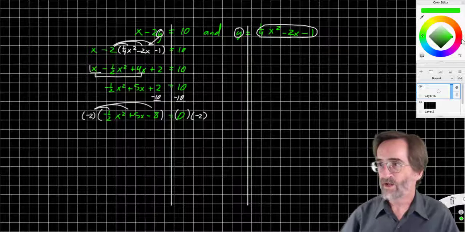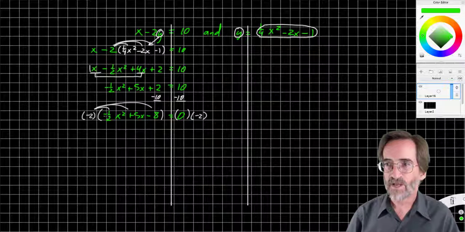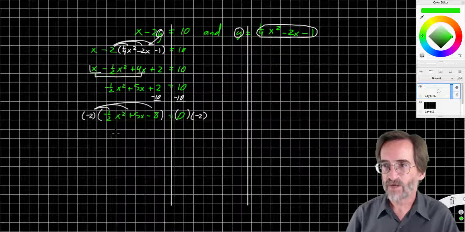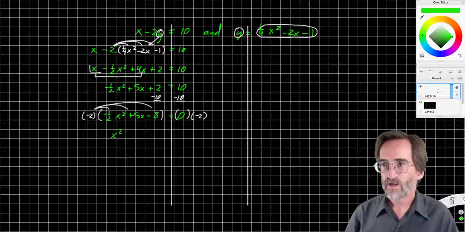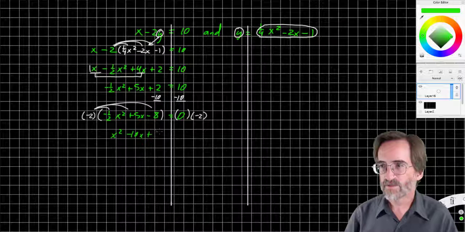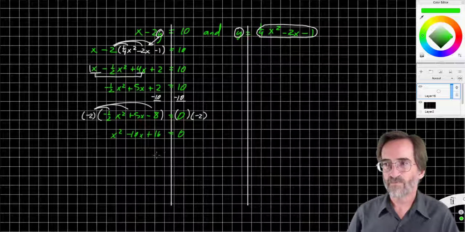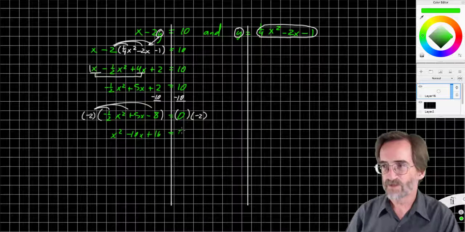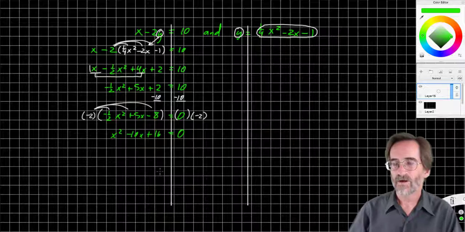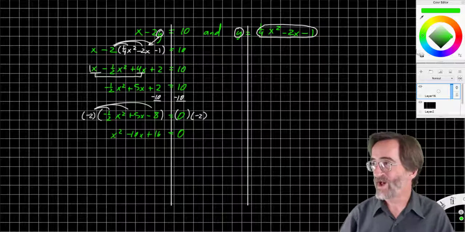Okay, and we get negative 2 times the negative 1/2, a negative times a negative is a positive, x squared. Negative 2 times negative 5 is negative 10x. Negative 2 times negative 8 is positive 16. Negative 2 times 0 is 0. Okay, that looks too much like a 6. There we go.